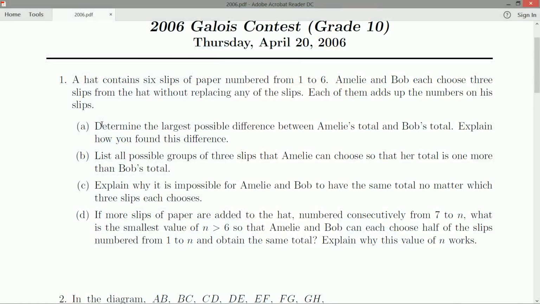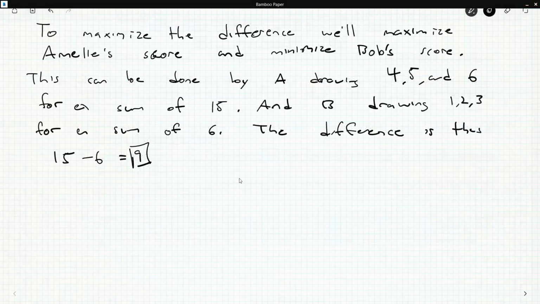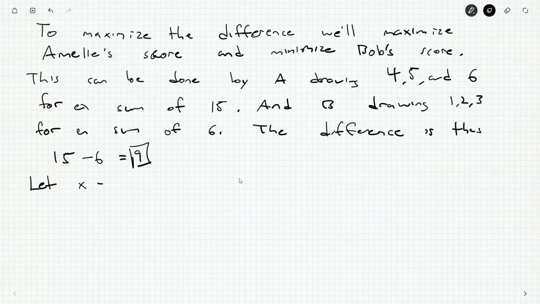Okay, so B. List all possible groups of 3 slips that Amelie can choose so that her total is 1 more than Bob's total. Okay. All possible groups of 3 slips. Now the slips of paper can only be 1, 2, 3, 4, 5, or 6. So if her total is one more than Bob's total, I'm going to give a variable name. Let x equal Bob's total.